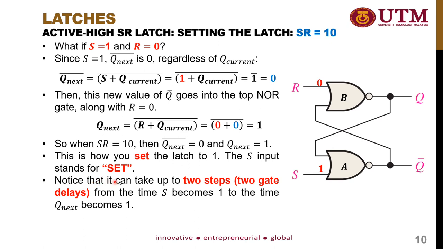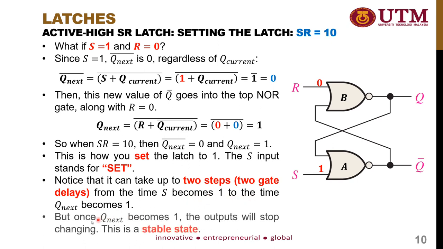Notice that it can take up to 2 steps of delay from the time S becomes 1 to the time Q next becomes 1. But once Q next becomes 1, the outputs will stop changing. So this is a stable state. For this statement, I will show you one example where it takes 2 steps for the latch to become set when S equals 1 and R equals 0. This can happen if the current value of Q bar equals 1 and Q equals 0. In this situation, they need 2 steps in order to become stable.